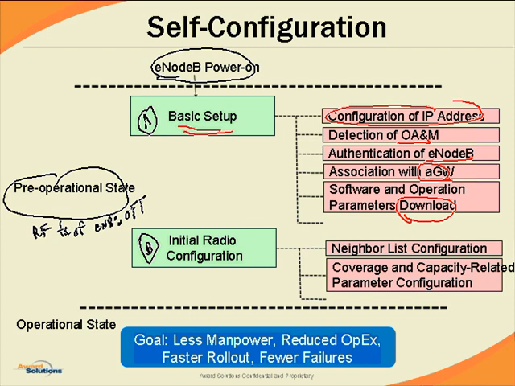And then the second aspect is radio configuration. So here we would get some default neighbor list.